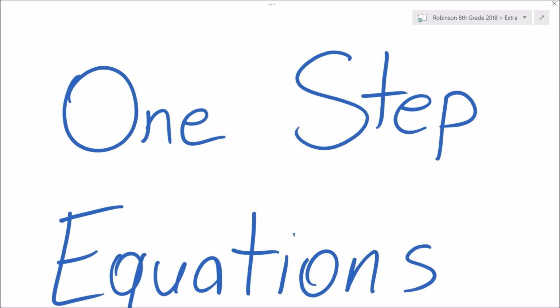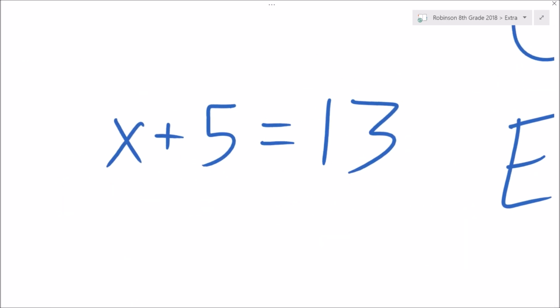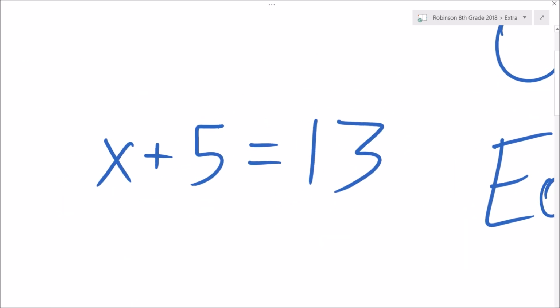So the way to solve a one-step equation is we're always going to do what's called the inverse operation, which means we're just going to do the opposite of whatever is happening to our variable. So if we look over here at this first equation, x plus 5 equals 13.